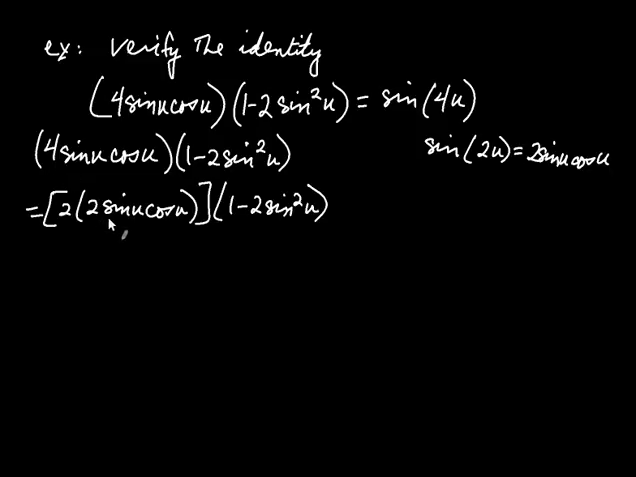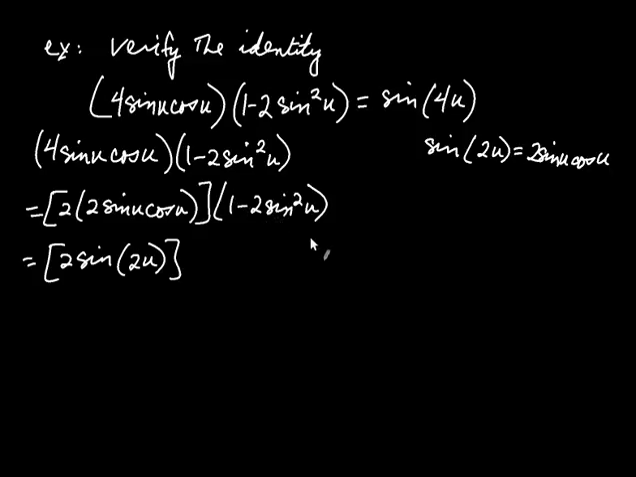So what I did is I said, hey, look, I can write 4 as 2 times 2, and I put one of the 2's with sine u cosine u, so that I could now write that 2 sine u cosine u, which I've got, is sine of 2u. So this is going to become, right, that 2 is still there, but this whole quantity in parentheses is sine of 2u.